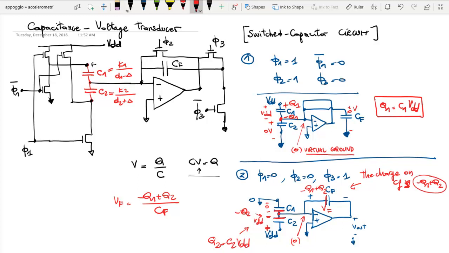And V out, since the positive node of CF is at 0 voltage, V out is equal to, just to finish, V out is equal to minus VF, therefore is equal to Q1 minus Q2 over CF. But Q1 and Q2 are C1 VDD and C2 VDD, so we can put VDD out.